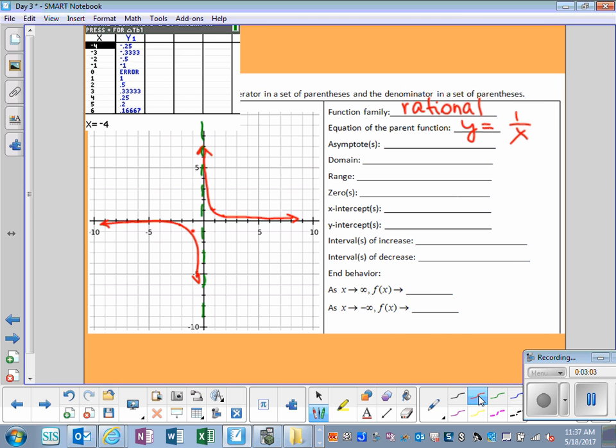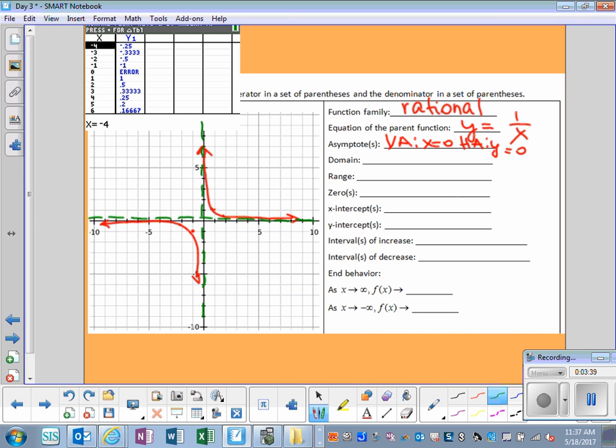So my vertical asymptote is what? 0? Don't just give me numbers, give me the equation. Is it y or x? x equals 0. So my vertical asymptote, yes, x equals 0. And then my horizontal asymptote is what? y equals 0? My horizontal asymptote is y equals 0.